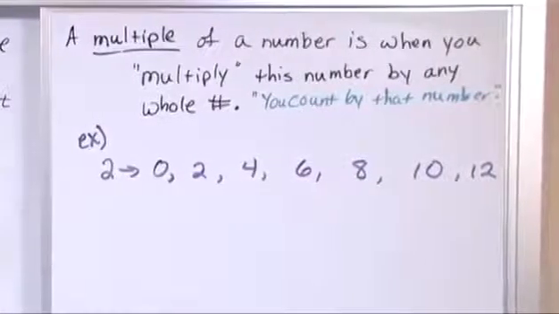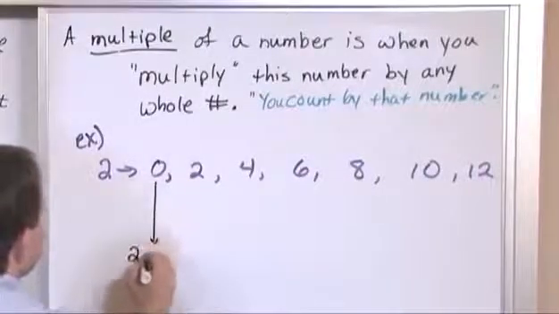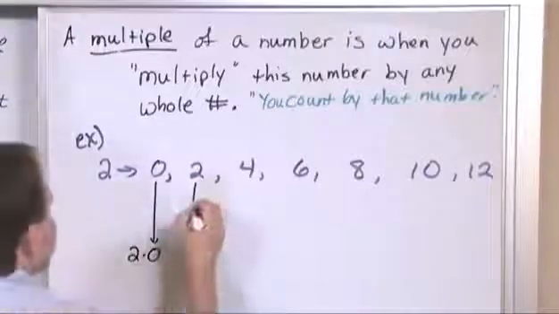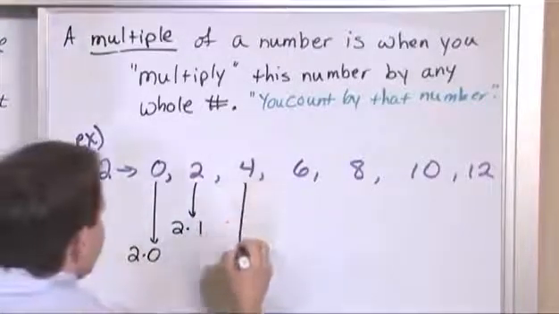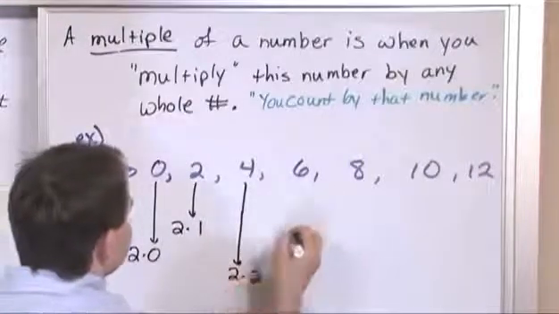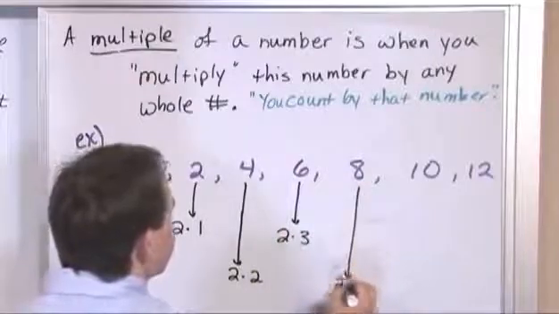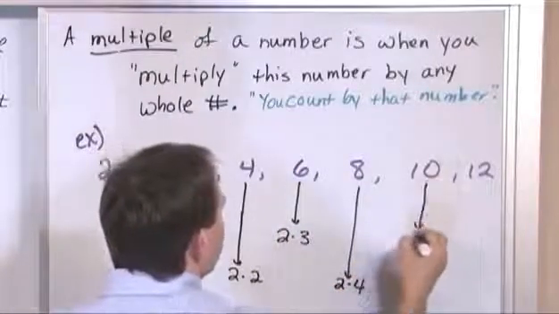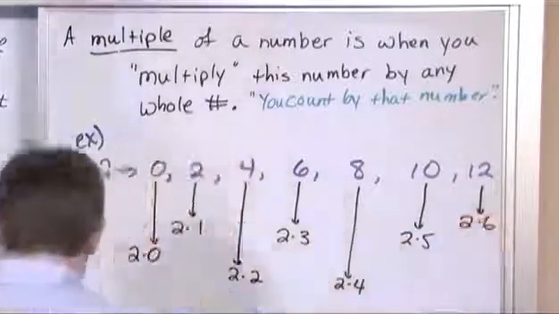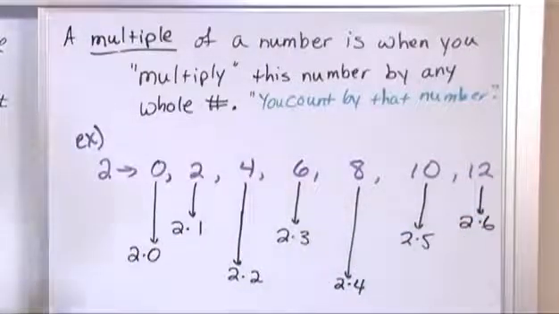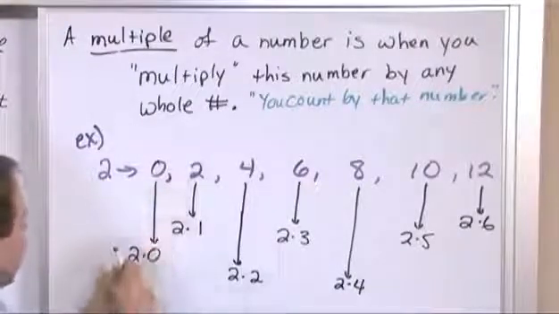Why is it called multiples? Because the first number in this list is 2 times 0. The second number in this list is 2 times 1. The third number in the list is 2 times 2. 2 times 3. 2 times 4. 2 times 5. 2 times 6. So what am I doing here, you might say? Well, here, the base number that I'm counting by, or that I'm trying to find the multiple of, is the first number here.